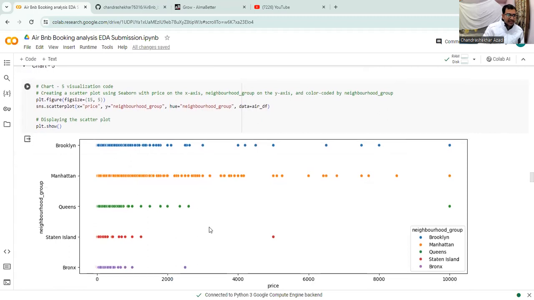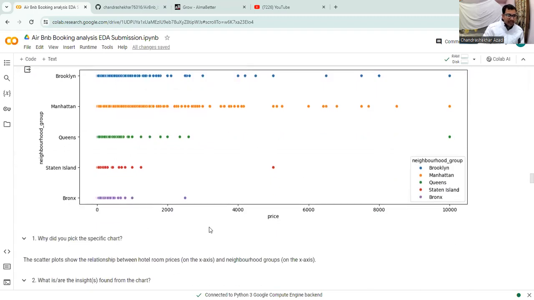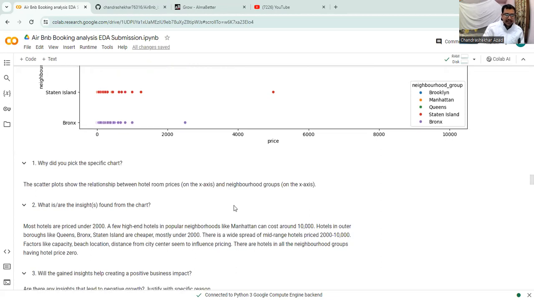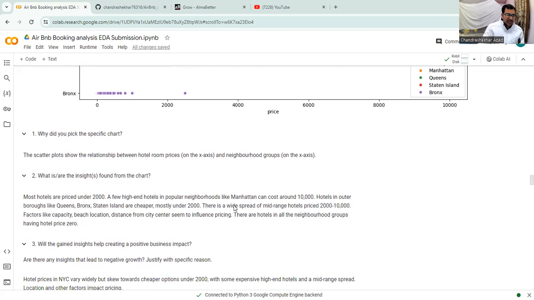Next is a scatter chart between neighborhood groups and price. Most of the hotels are priced under 2000. A few hotels in popular neighborhoods like Manhattan can cost around 10,000. Hotels in the outer boroughs like Queens and Staten Island are cheaper, mostly under 2000. There is a wide spread of mid-range hotels priced 2000 to 10,000. Factors like capacity, beach location, and distance from the city center seem to be influencing pricing. There are hotels in all the neighborhood groups having a hotel price of 0.